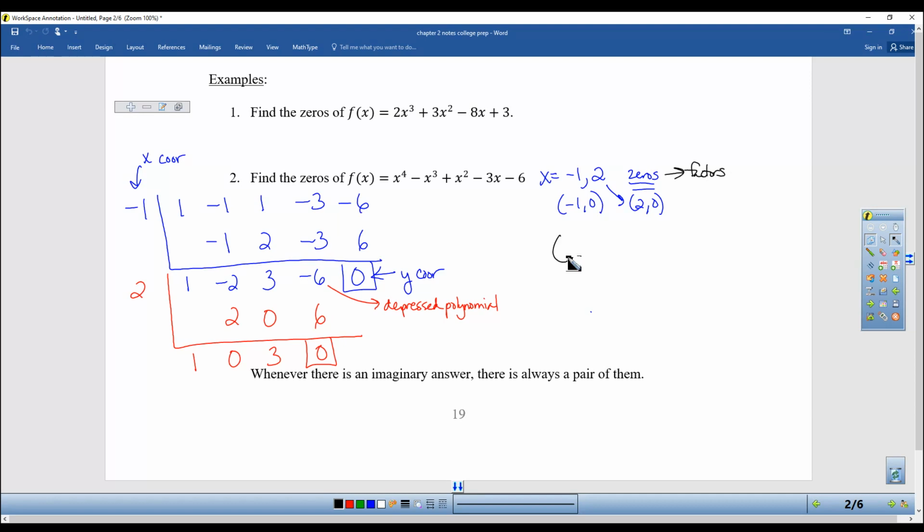So now, remember, zeros and factors are directly related. So I know that 2 of the factors of this polynomial are x plus 1 and x minus 2. And what synthetic division does for us is it tells us the final factor. It's x squared plus 0x plus 3.